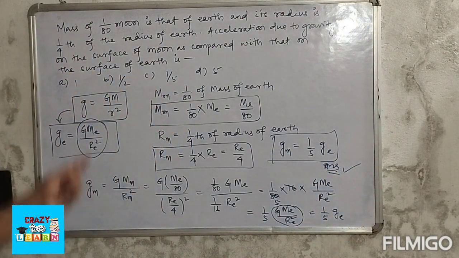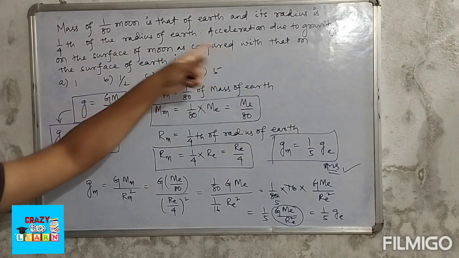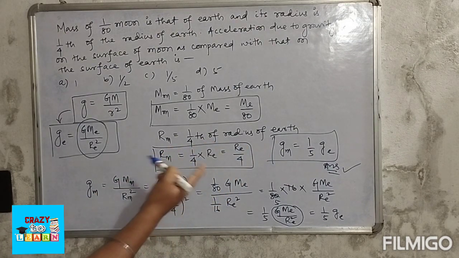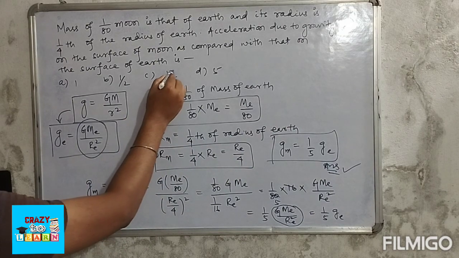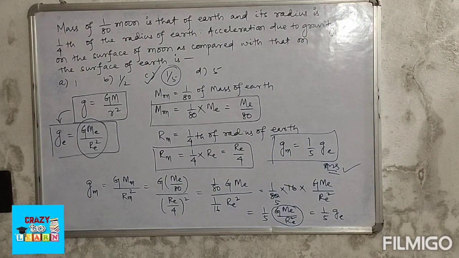So what is asked of you? The acceleration due to gravity on the surface of the moon as compared with that on the surface of the earth is 1/5. I got it here. So what is the final answer? The final answer is 1/5. Option C is the correct one. Clear?